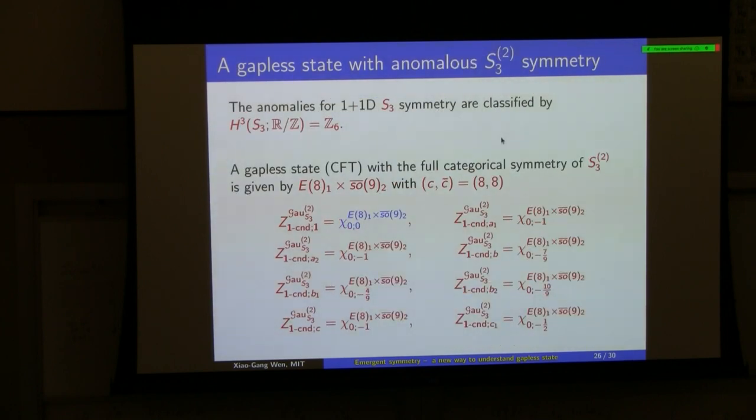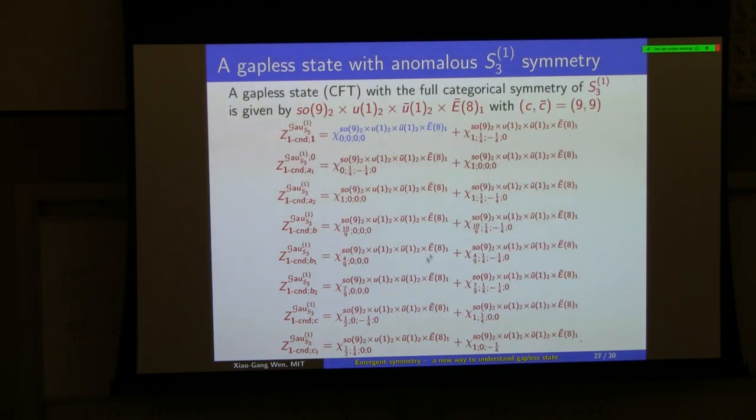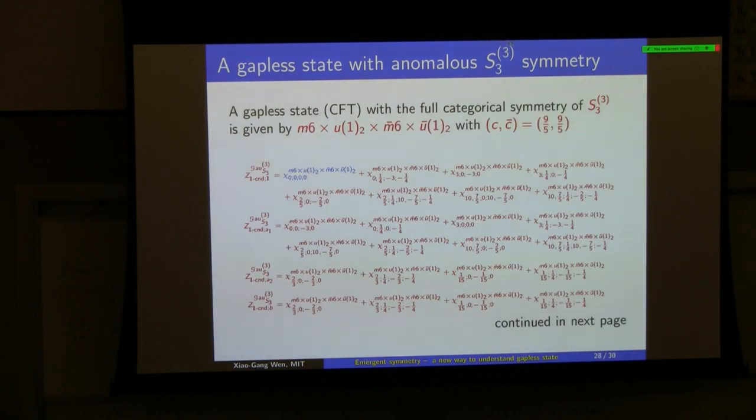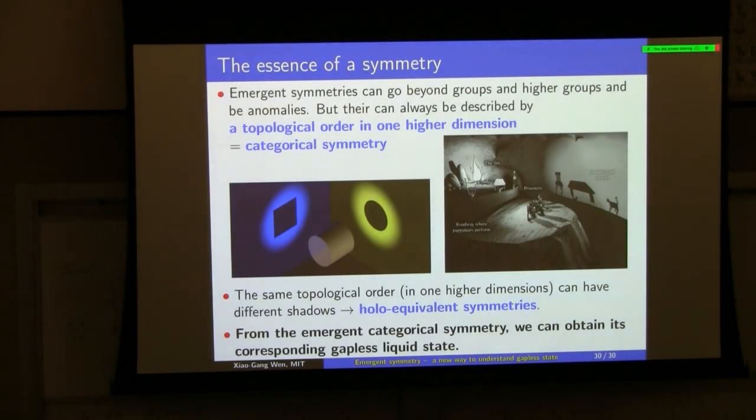And even for the S3 symmetry with an anomaly, we have some kind of gapless states with anomalous S3 symmetry. With a different anomaly, we can get a different gapless, different conformal theory, like this SO(9) level 2 and U(1) level 2 conformal field theory, things like that. And further, for yet a third anomaly, we get this (6,5) minimum model with U(1) level 2. So actually, this program can really be carried through, and we can get some concrete results, which demonstrate that the symmetry can largely determine the gapless states, not using RG calculation, but using some kind of number-theoretical calculation. So that is the summary.